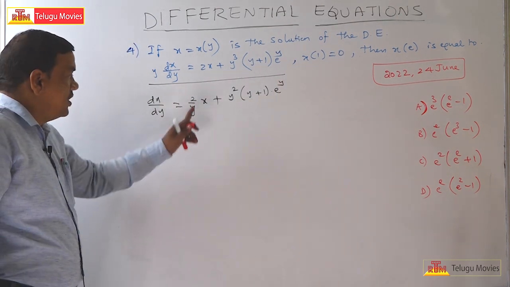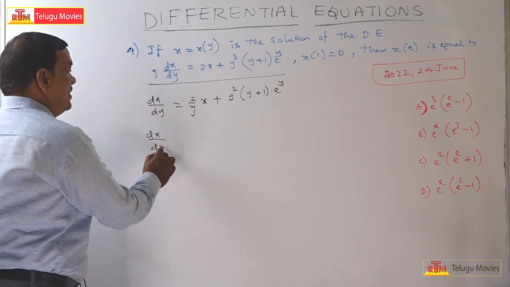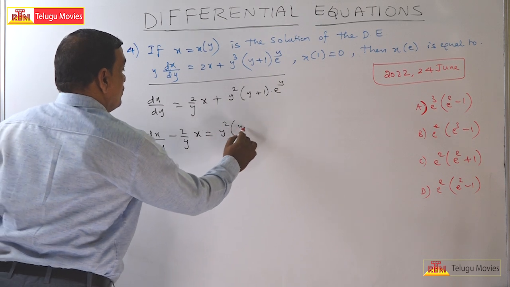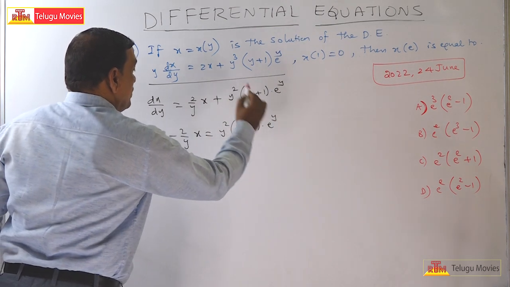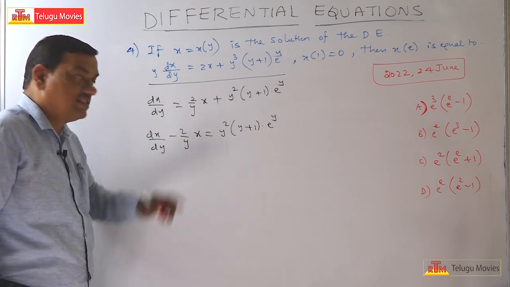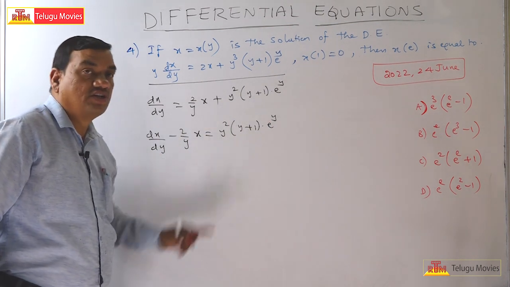Now take 2 by y into x to this side. So this is dx by dy minus 2 by y into x is equal to y square into (y plus 1) into e power y. So this is a linear differential equation in x. This is completely a function of y, and this is also a function of y.